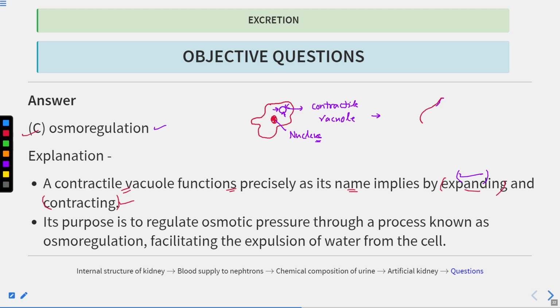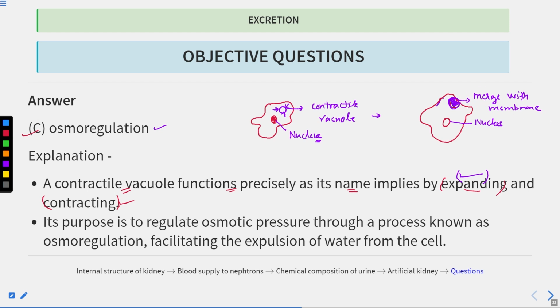So this is the amoeba again. This is the nucleus, and we have the contractile vacuole. This contractile vacuole will move towards the cell membrane. This vacuole will then merge with the cell membrane or the plasma membrane, and then it will discharge its contents. It will release the excess water into the environment.